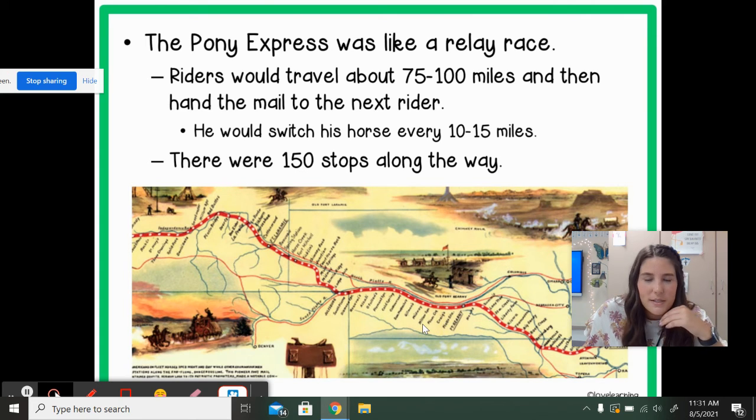It's not one horse making the entire traveling system. It is not one horse doing everything. It is a bunch of different horses and a bunch of different men making this happen. That's how they were able to knock it down to 10 days. So these little white dots are representing that 150 stops along the way. If you look at these pictures right here, they were able to make little campsites for people to stop at to interchange their horse or to pass on the mail.